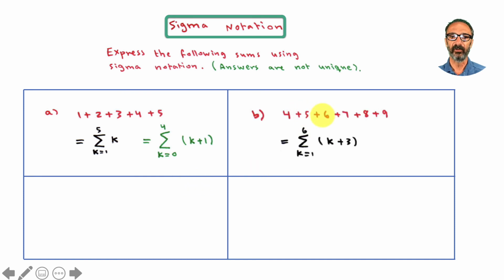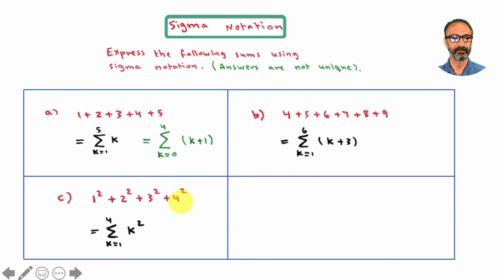Here's another example. 4, 5, 6, 7, 8, 9. It looks like there's a pattern from here to here. It's the same numbers, but I'm shifting them 3 units up. 1 became 4, 2 became 5, and so on. That's one way to say it. So instead of starting with k, I'm going to go with k plus 3. 1 plus 3 is 4. Look at the last one, up to 6. 6 plus 3 is 9. I think that should do it.